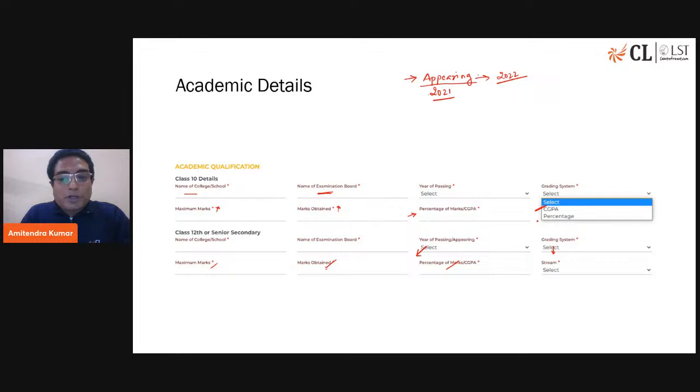In case your board awards percentage, like most of the boards, you'll have to give the maximum marks, the aggregate maximum marks. Then you put in your aggregate score, calculate the percent and type it over here. So let's say your percentage is 75% or 85%, you write 75.00 as the case may be. If you are a board appearing student in 2022, this will not be required for class 12th. But the moment you have filled in 2021 or 2020 for class 12th, these are mandatory fields. So you have to fill in maximum marks, your marks obtained, and your CGPA or the percentage as the case may be.